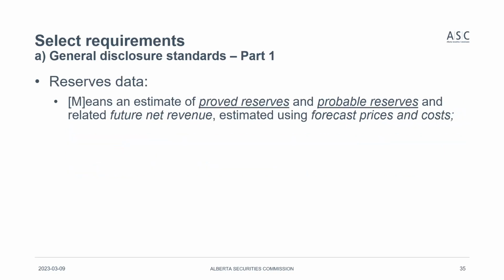So I mentioned reserves data earlier, and reserves data is prepared by qualified reserves evaluators and auditors. It's different from reserves. Reserves data is not just the volumes, it's the volumes and the values. So when we talk about reserves, we're generally just talking about the volumes. Reserves data is volumes and values. And reserves data is a term that's used in the annual filings specifically. So it is an estimate of proved reserves and probable reserves and related future net revenue estimated using forecast prices and costs.